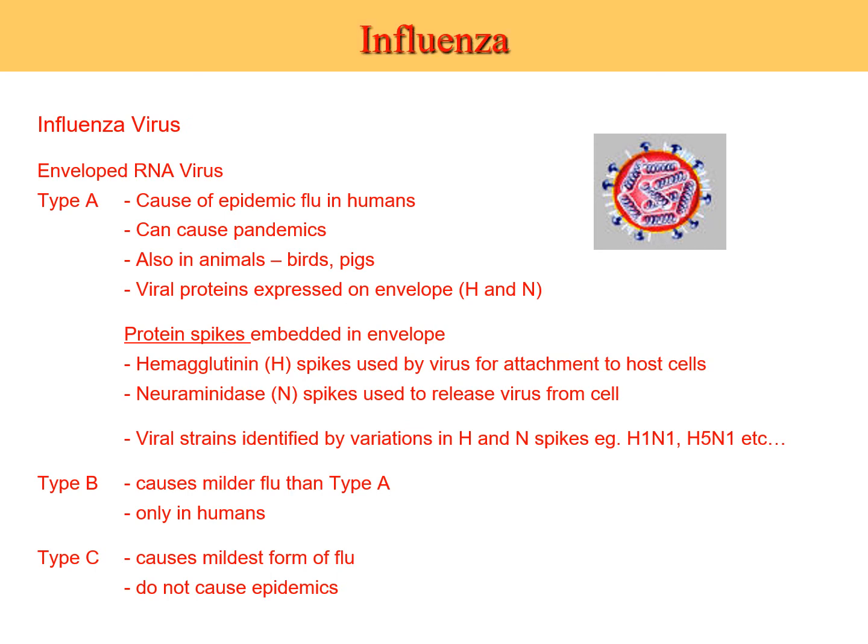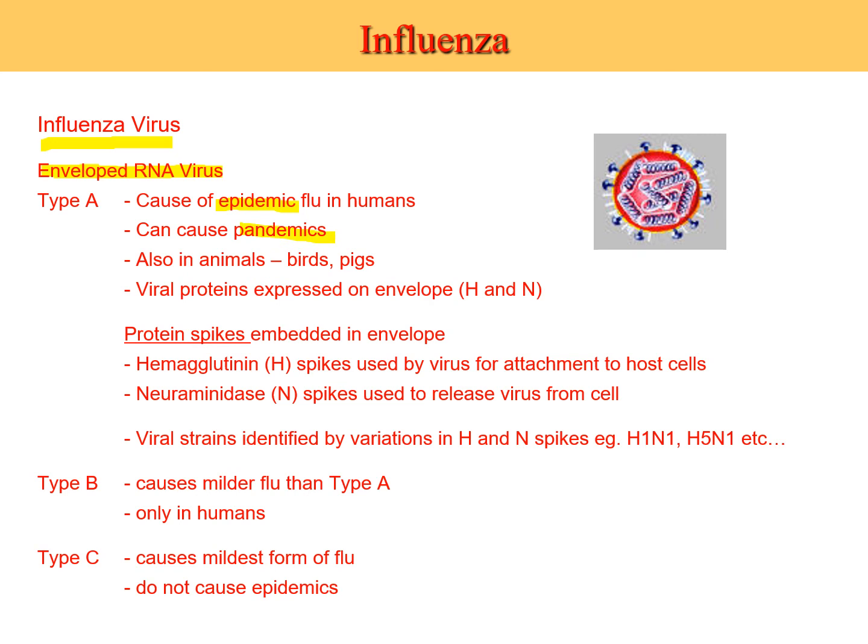Here's a diagram showing the enveloped RNA viruses, type A, B, and C. I think my diagram is better, personally. Type A causes epidemics and pandemics.